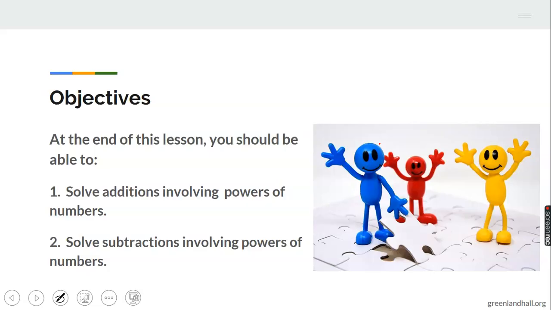In our lesson today, we've seen the topic powers and roots. And at the end of this lesson, you should be able to solve additions involving powers of numbers and also solve subtractions involving powers of numbers.